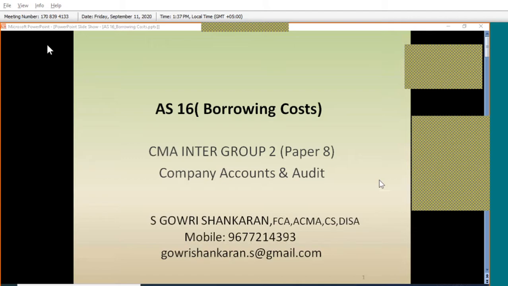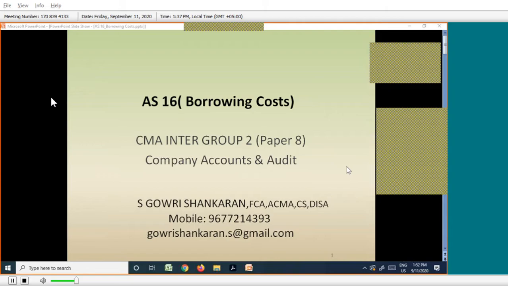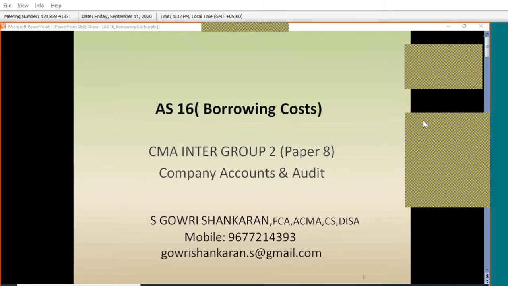Income and expenditure account. Capitalization of interest. Good. So if I don't have the choice of debiting to my P&L account because the matching concept is not followed, then instead of debiting to my P&L account, I can capitalize that interest with my asset, the cost of the asset. With the cost of the asset, I can add this interest expense.